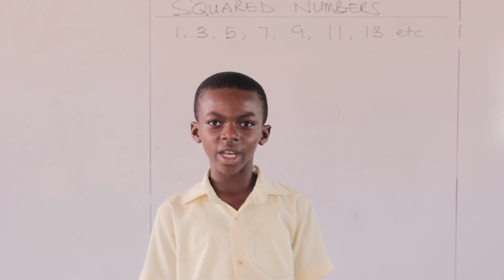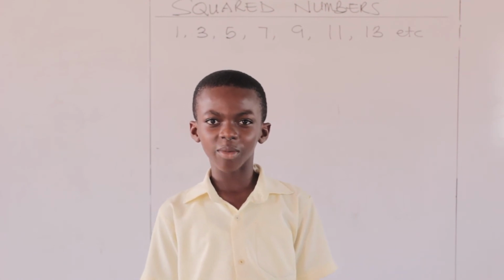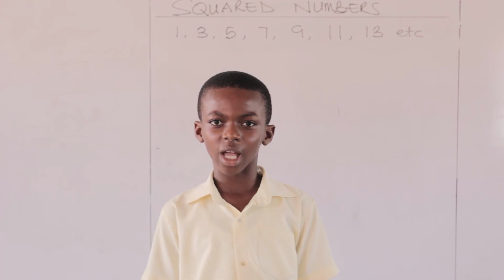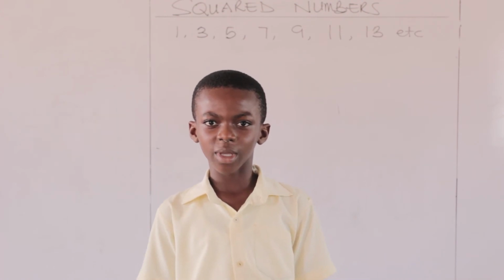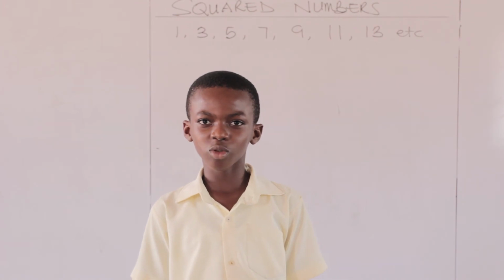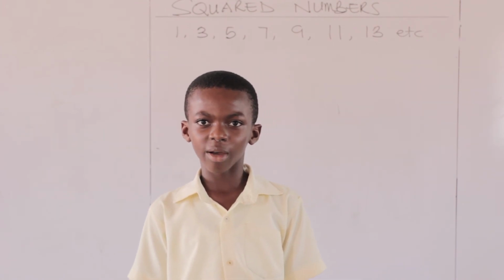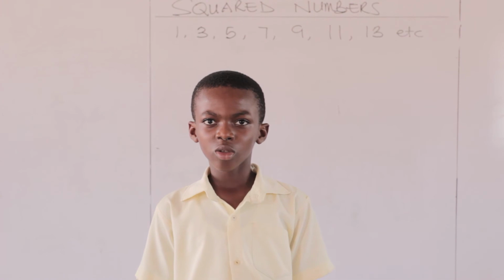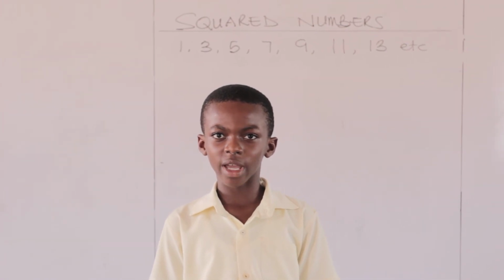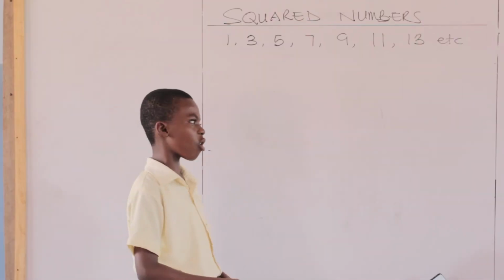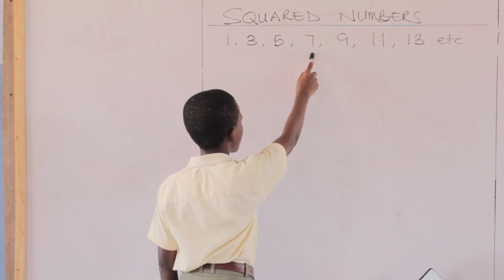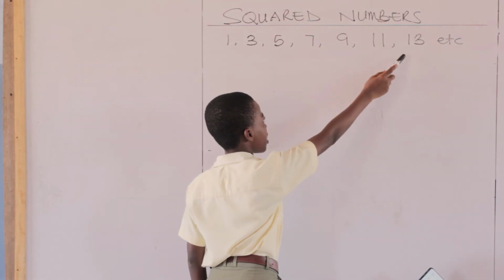Do you know square numbers? Can you list them easily? If no, then don't worry at all, because I am here to teach you how to list square numbers easily without any difficulties. I will be using odd numbers to teach you square numbers. Here are some odd numbers: 1, 3, 5, 7, 9, 11, and 13.